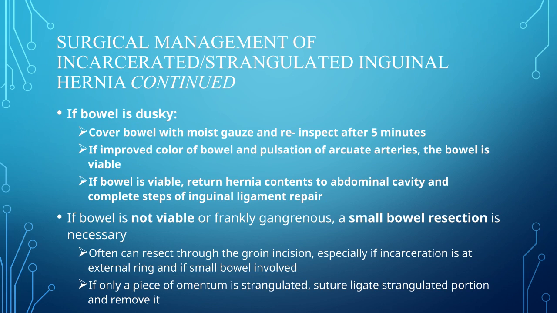If the bowel is not viable or is frankly gangrenous, a small bowel resection is necessary. This can often be performed through the groin incision, especially if the incarceration is at the external ring. If only the omentum is strangulated, suture ligate the necrotic portion and excise it.